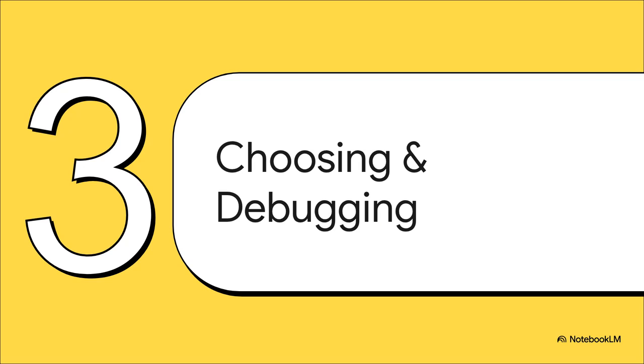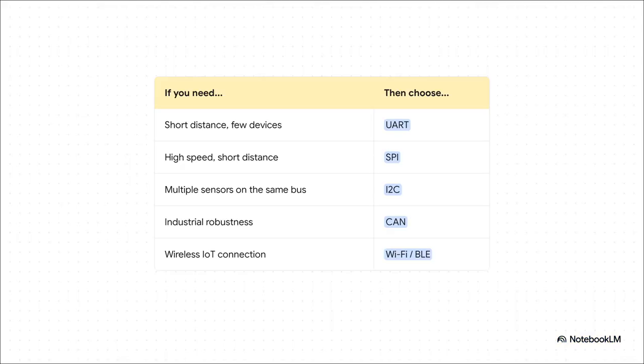Okay, so that's a lot of options, right? How in the world do you choose the right one? And maybe even more importantly, what do you do when you've hooked everything up and it just doesn't work? Think of this as your personal cheat sheet. It makes the choice pretty simple.